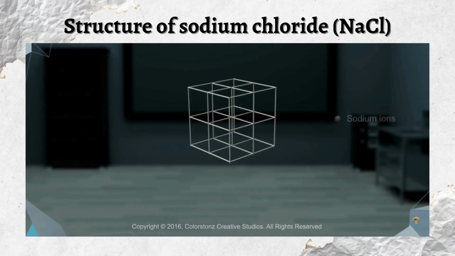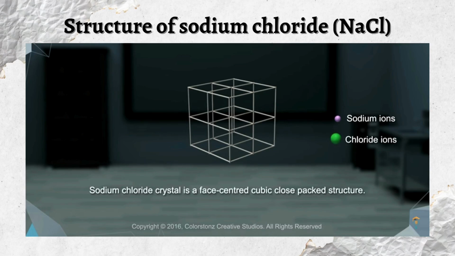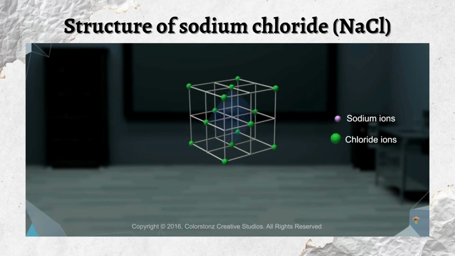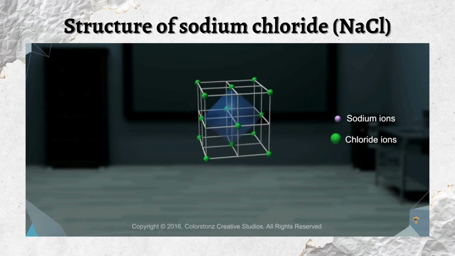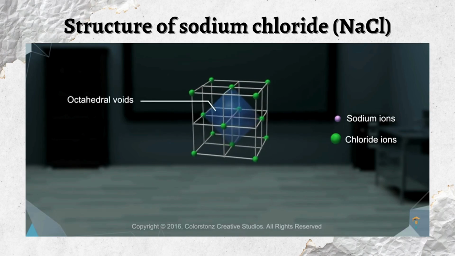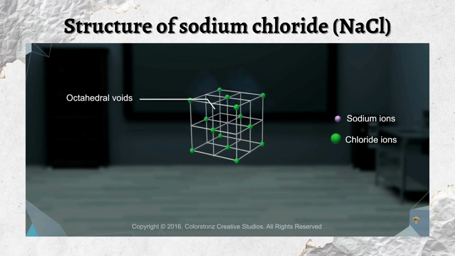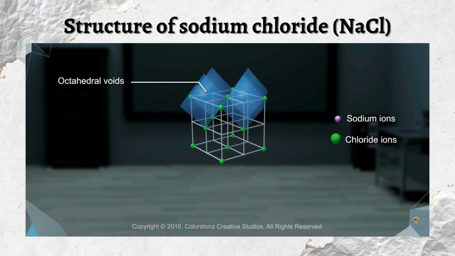Sodium chloride crystal is made up of sodium ions, that is cations, and chloride ions, that is anions. Sodium chloride crystal is a face-centered cubic close-packed structure. The chloride ions, being comparatively larger in size, occupy the corner and face-centered positions. The sodium ions, being smaller in size, go to fill up the voids. Thus, sodium ions occupy the octahedral voids in the cubic close-packed structure.